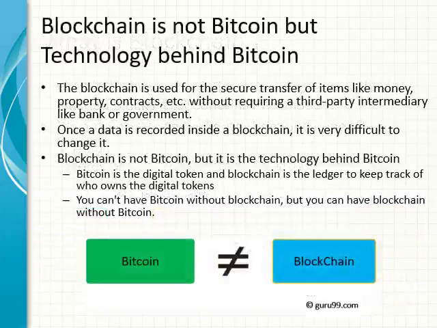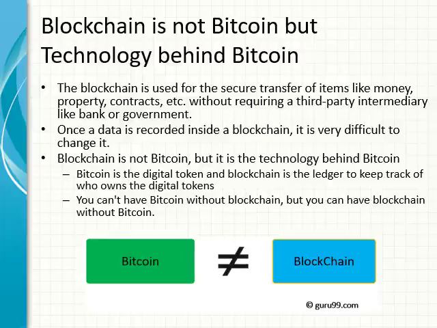Blockchain is not Bitcoin, but the technology behind Bitcoin is blockchain. There are several applications of blockchain, and Bitcoin is one of the applications. The infrastructure, the technology behind Bitcoin, is blockchain. So blockchain is used for the secure transfer of items like money, property, contracts, etc., without requiring a third party like a bank or governments.